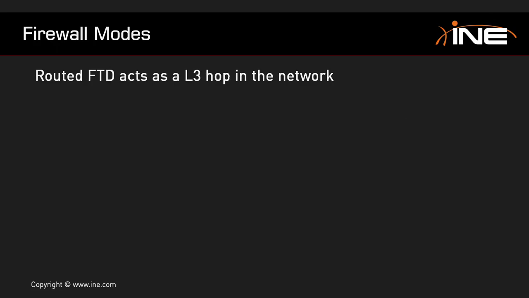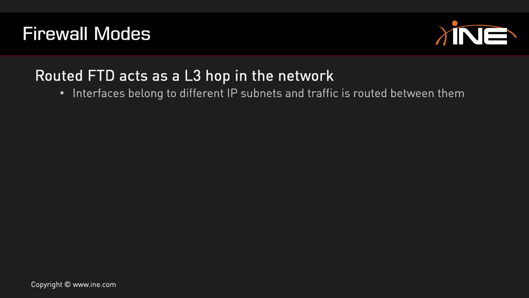Going back to the firewall modes, or just the operational modes of FTD, in case of the routed deployment, it means that our device is going to act as a layer 3 hop in the network, which means that individual interfaces of FTD will be configured as part of different IP subnets. They will be configured with different IP addresses, and the communication is going to be routed between them. So this means that our device is going to act as a regular layer 3 router, where one of the FTD's interfaces could potentially be configured as a gateway to our clients.